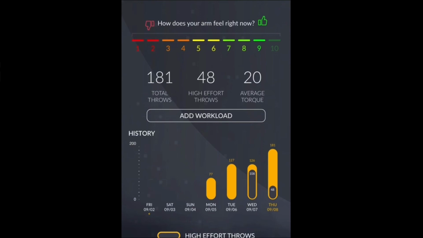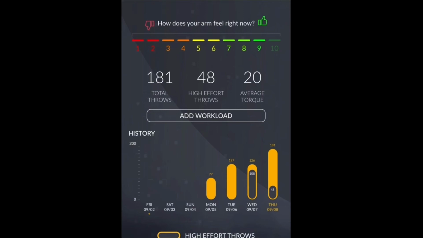So let's say that day 1 on Monday didn't go as well, and he needed to notch it down. Maybe he takes the number of throws from 77 down to 40, just to make sure that he feels good and is good to go for the next day's session.